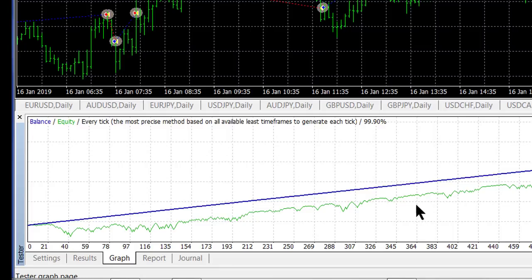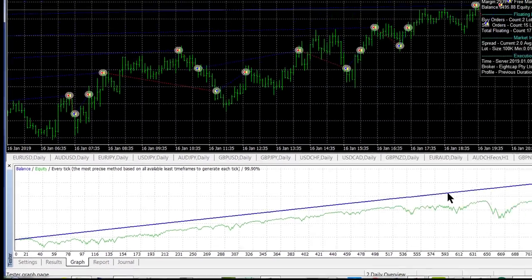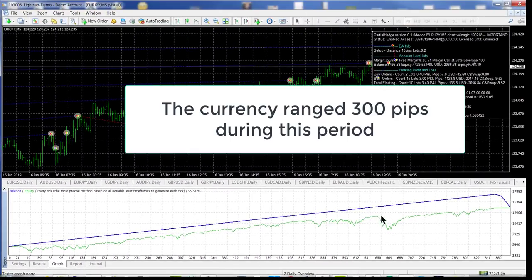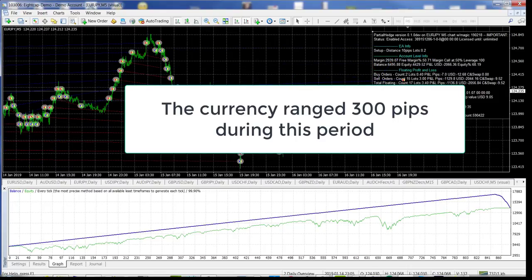3,800, and then just steadily kept in line with the blue line, and then slowly diverged from it a little bit more. But in the end, $9,000 were made from this trading. And as you can see, the currency went through some rough phases of trending and trading sideways at the same time.